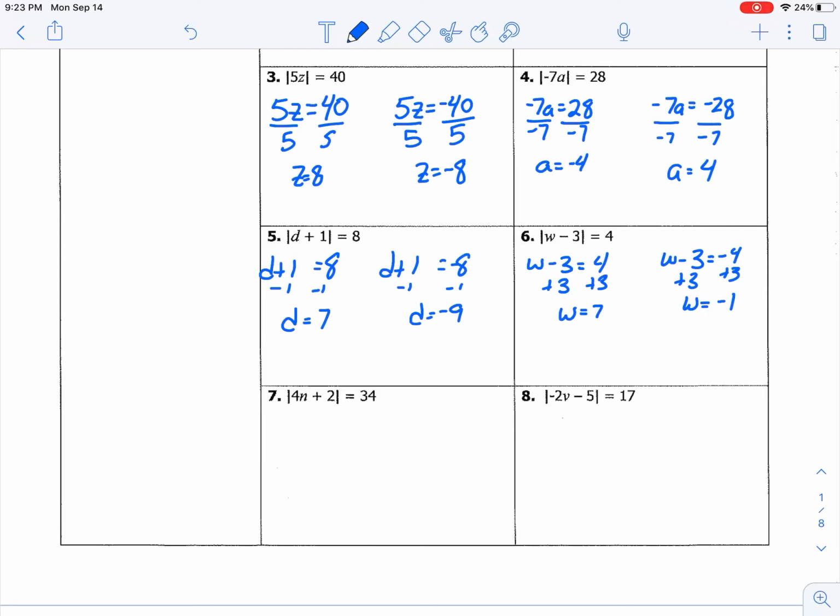Okay. Again, these all work the same. It's just that we're going to make the solving more complex. 4n plus 2 is going to equal 34, and 4n plus 2 can also equal a negative 34. We subtract the 2 to get 4n is equal to 32. We divide that 4 out of there and find out that n is equal to 8.